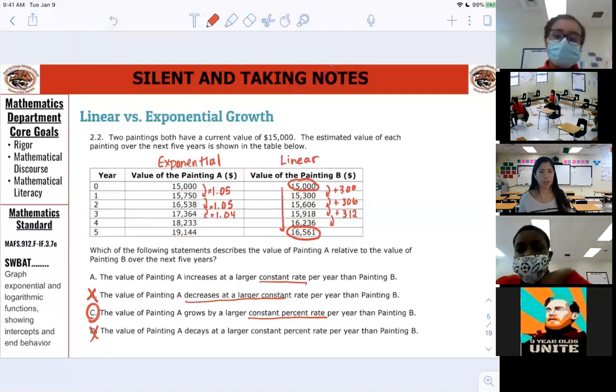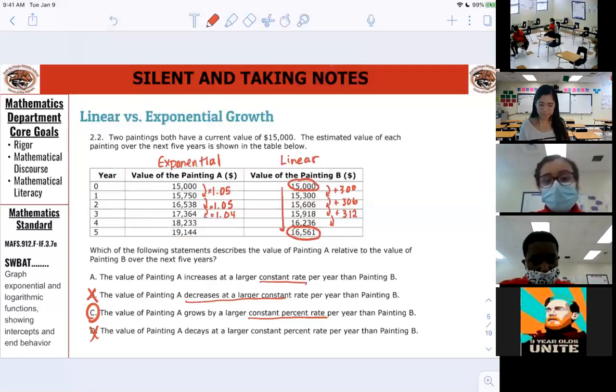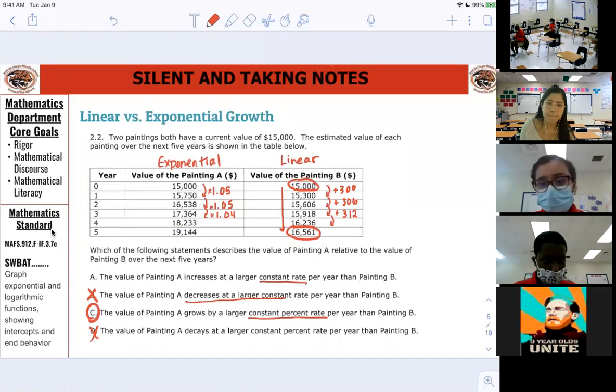What's your question, Perla? I was going to ask, this is probably obvious, but I don't remember. For a linear graph or linear function, does it always have to be increasing by the same constant for it to be linear? Yeah, because remember, linear means it has a constant rate. But if it's added, but it's not constant, would that still be linear or would that be exponential?